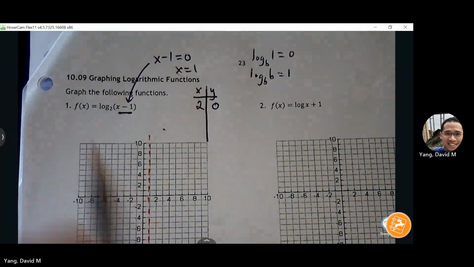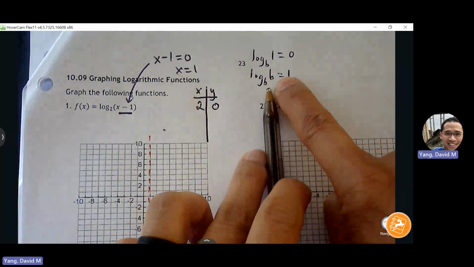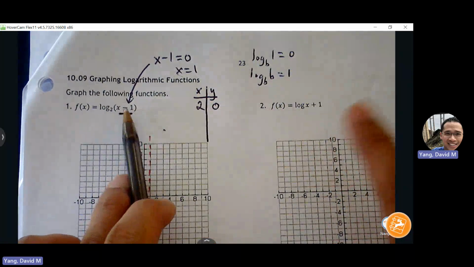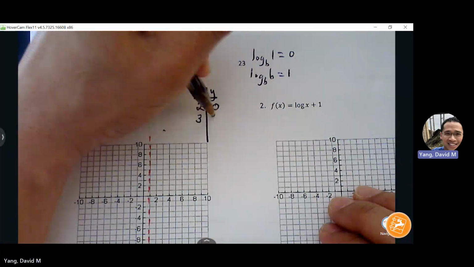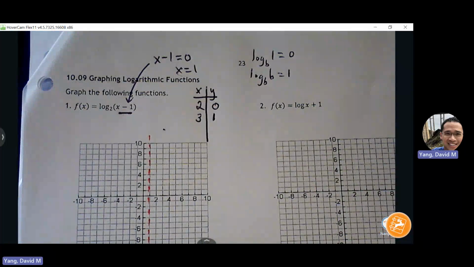Okay. Now, what can I choose for x that will allow the base and the value to match? 3, right? If I put 3 minus 1, I get 2. Log base 2 of 2. That's a nice property to take advantage of. So 3, 1. That's all you need: the asymptote and 2 ordered pairs.